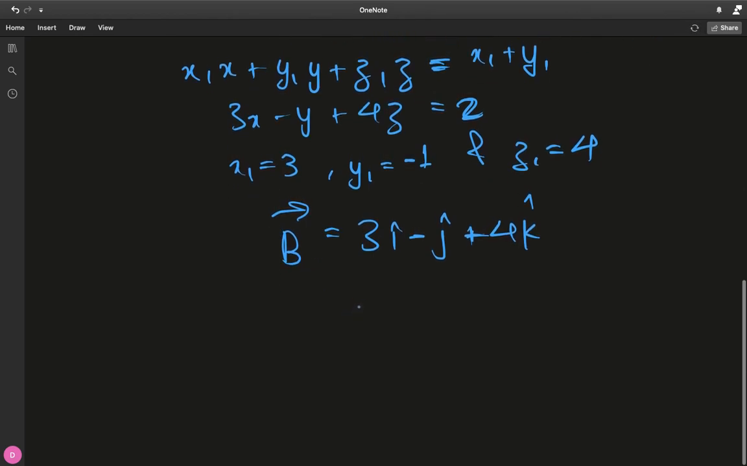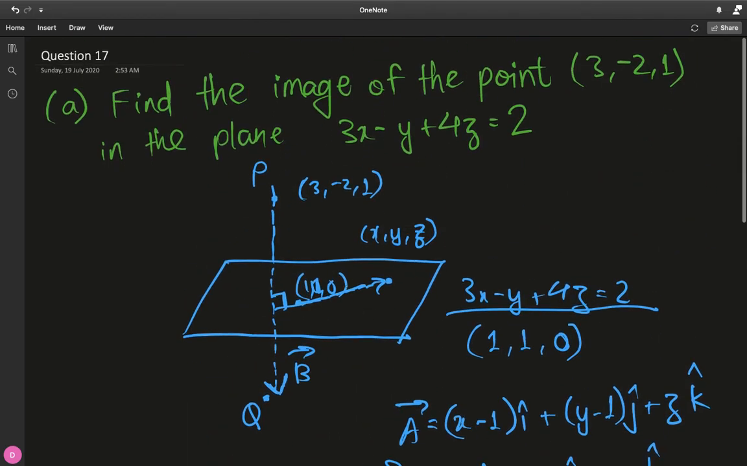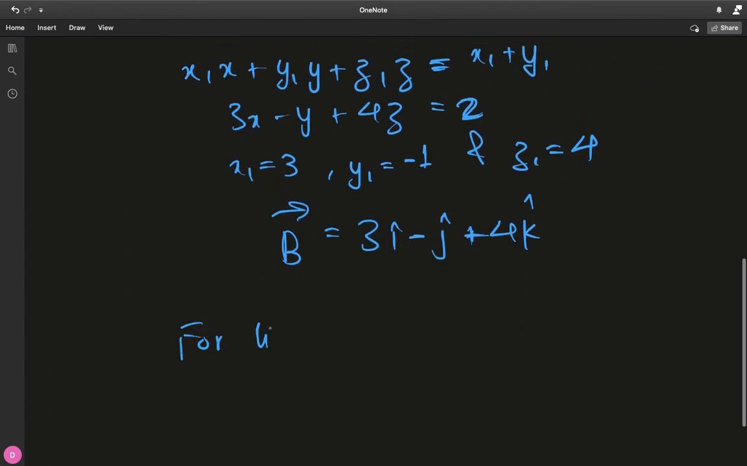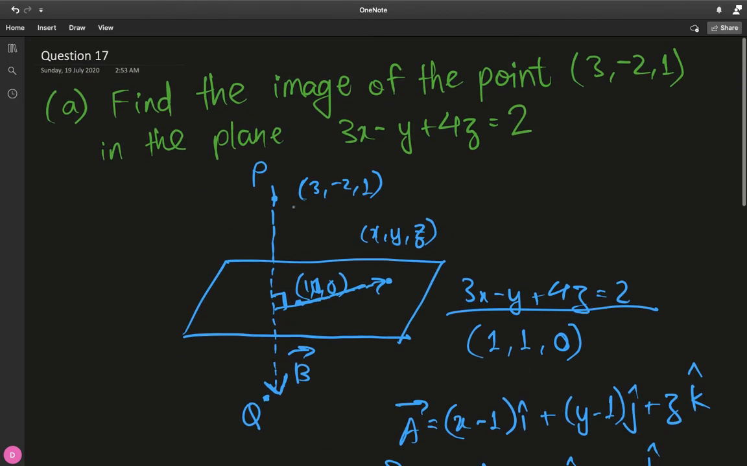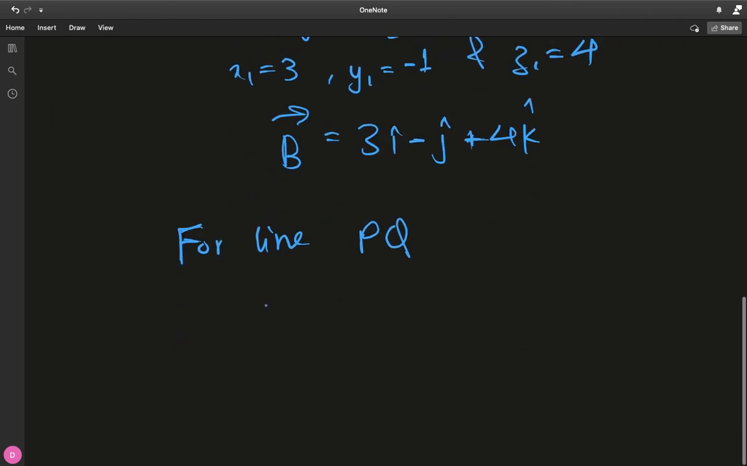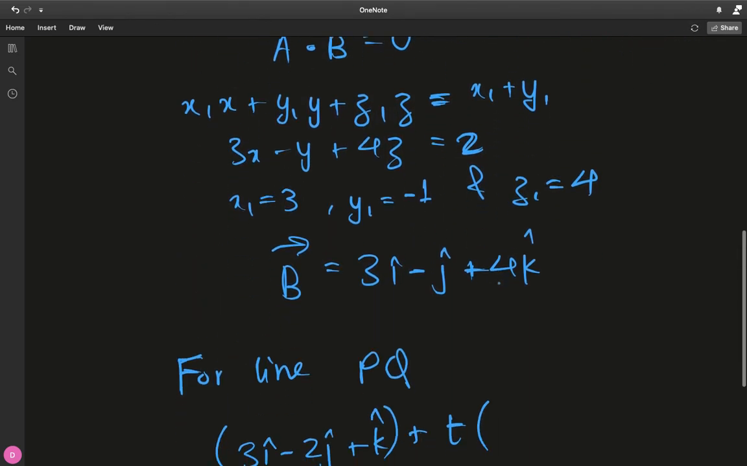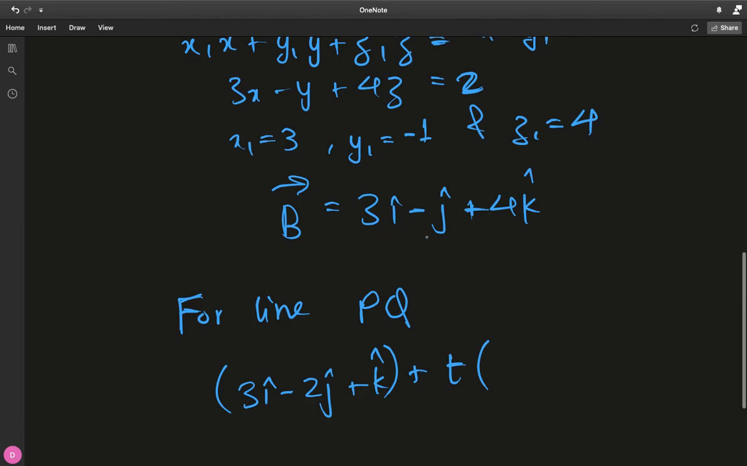And how that helps us is because now we can write a vector equation for this line PQ. You can have a start point that's given to you. Say the start point I'll write is 3i cap minus 2j cap plus k cap, and add t as the parameter because we are writing an equation for the line, times the direction. And the direction now is actually given by this perpendicular vector, right?